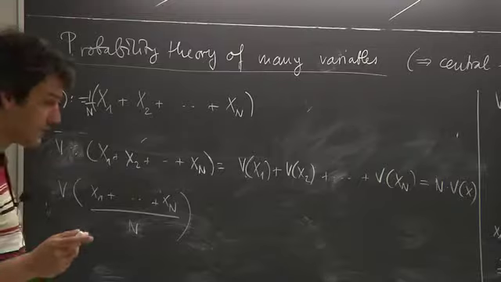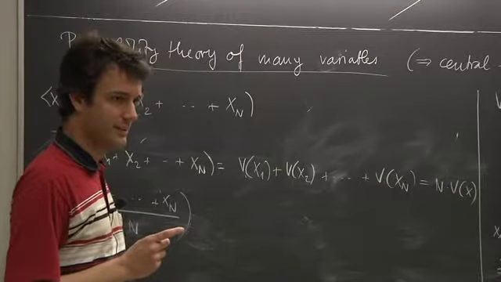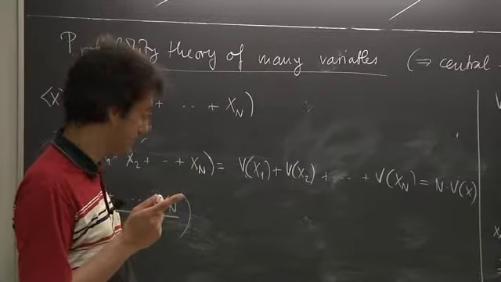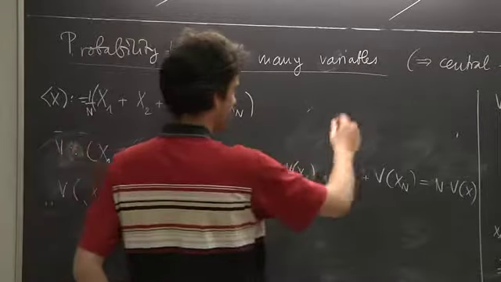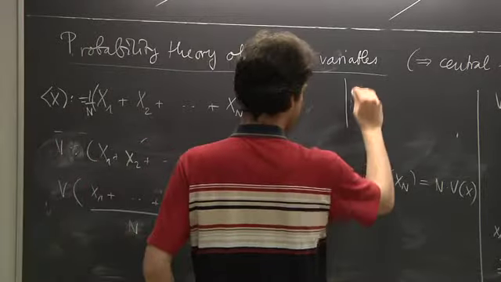So 1 over n or 1 over n squared? Yes, true. It's 1 over n squared, but how do we see that? Well, just as a little side calculation.